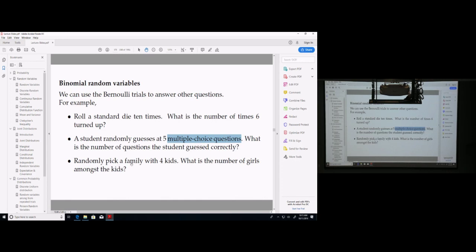So you randomly pick a family with 4 kids. What is the number of girls among the kids? First of all, the unit that you are choosing is a family with 4 children. Other families with either less than 4 children or more than 4 children will not be eligible in my bag. I'm going to pick one out of them, and I'm interested in how many girls there are in this family.